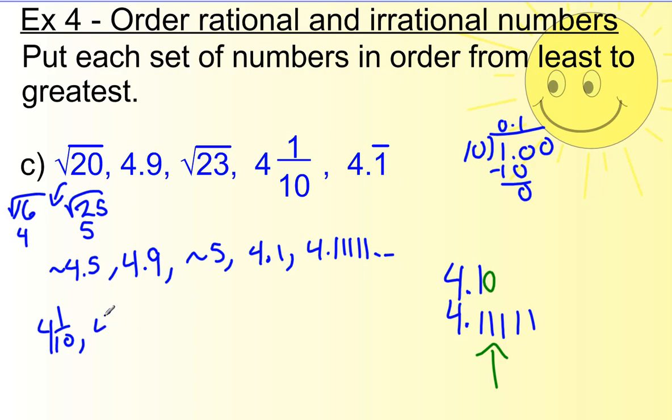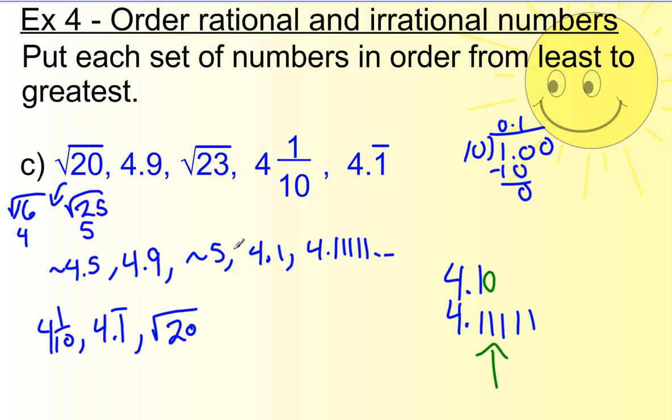Followed by the 4.1 repeated. So we use this one and that one. So these first three. Out of those first three, the 4.5 is going to be the next. So I'm going to call that a square root of 20. And now I'm down to this, 4.9 or about 5.